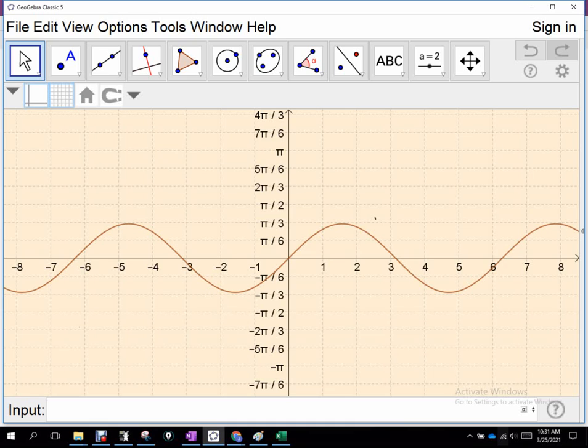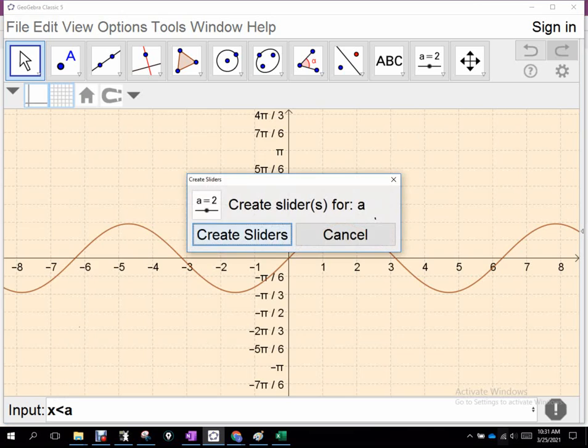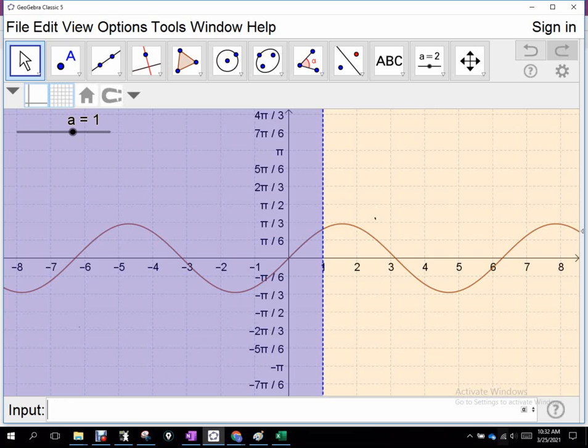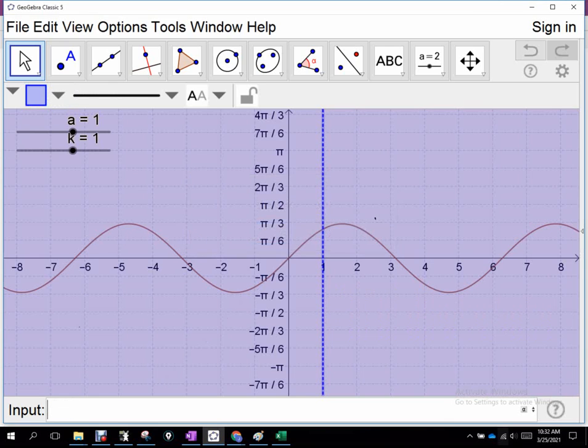So what I'm going to do here real quick, I'm going to just say x is less than a, and x is greater than b, and I don't know what b was, but that was wrong. X is greater than, let's put k in. There we go.